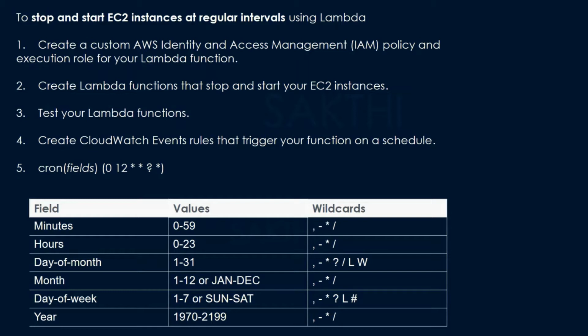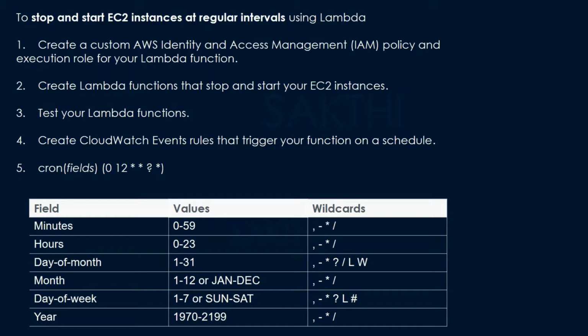Say in case of UAT, it doesn't need to be running on the weekend. The production has to run 24/7. In this case, you can have an automated scheduled downtime during the night hours or the weekend so that you can save the cost of your AWS billing.